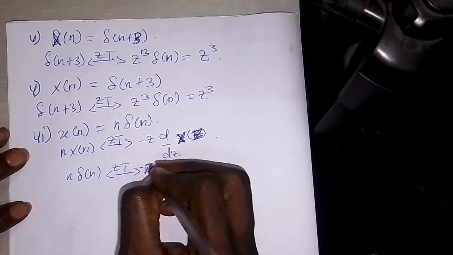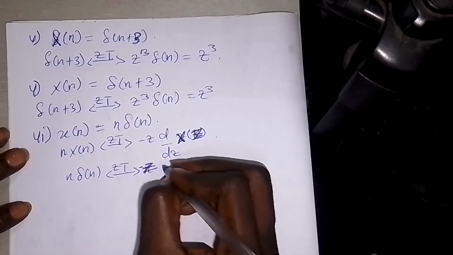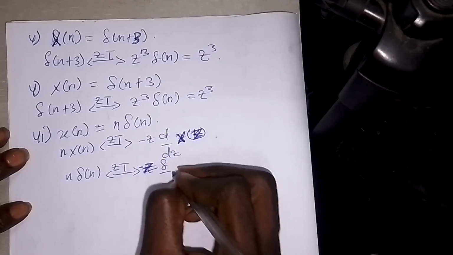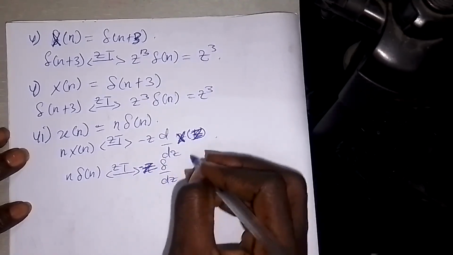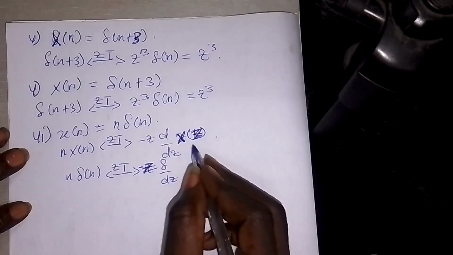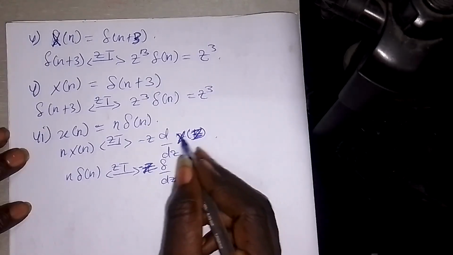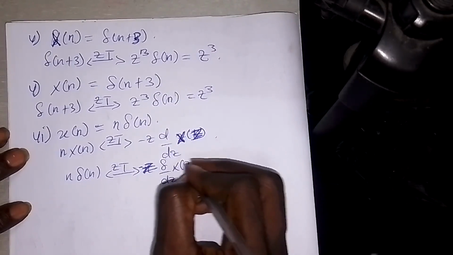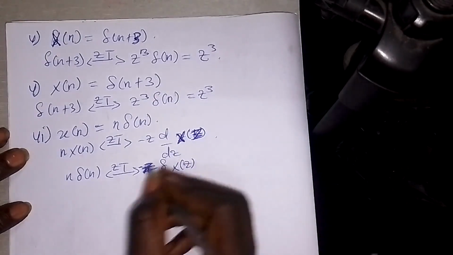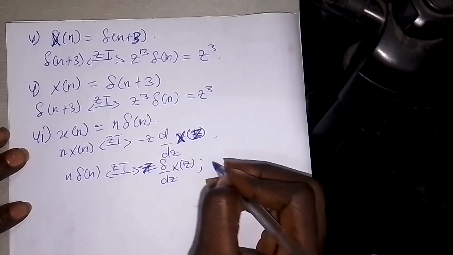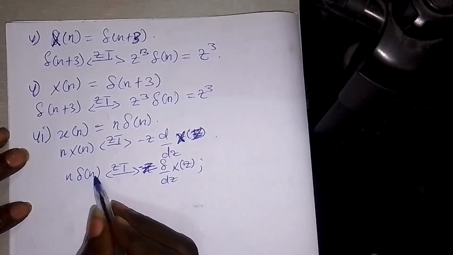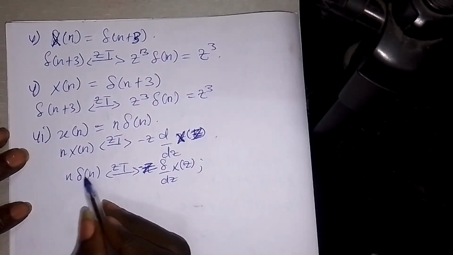Okay, it's going to be minus z into delta of z, dz. Okay, into what? Here is this x of z that I put here. What you must know is that this is a unit impulse signal, and a unit impulse signal always has a z transform of 1. The z transform of a unit impulse signal is 1.